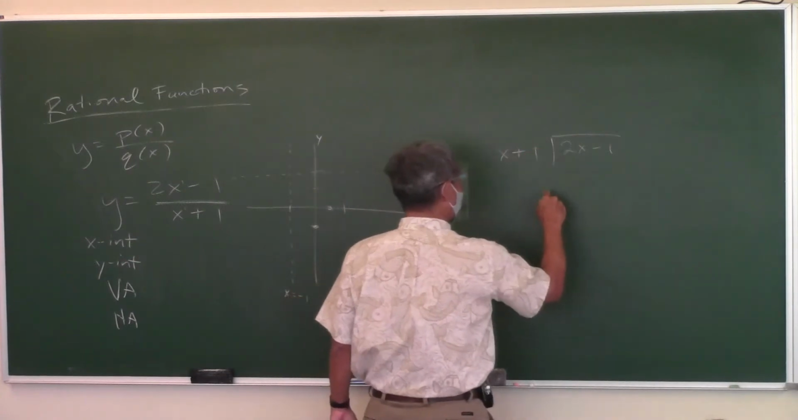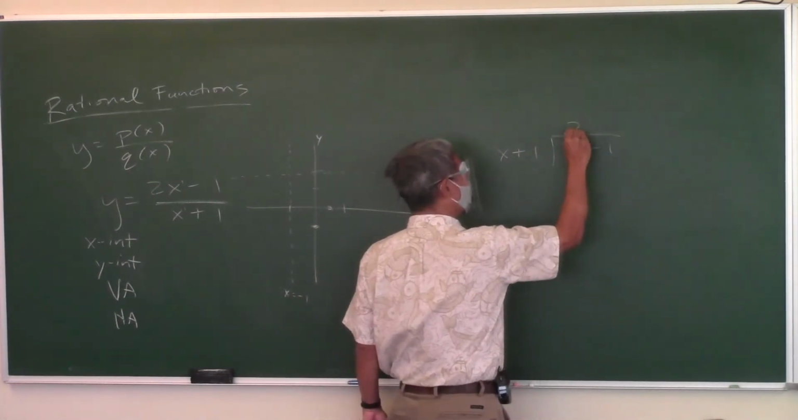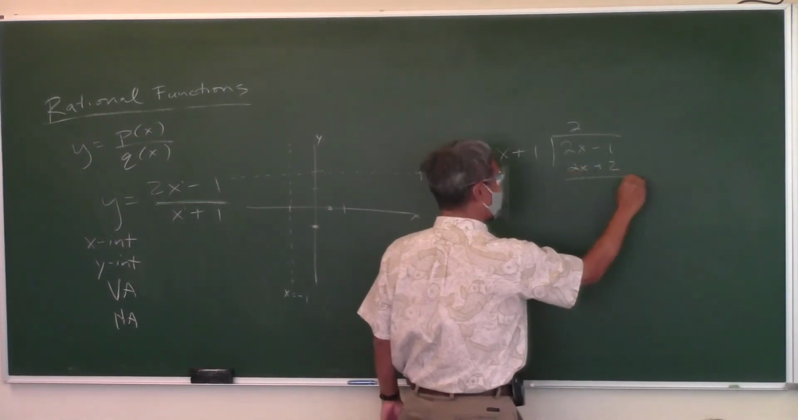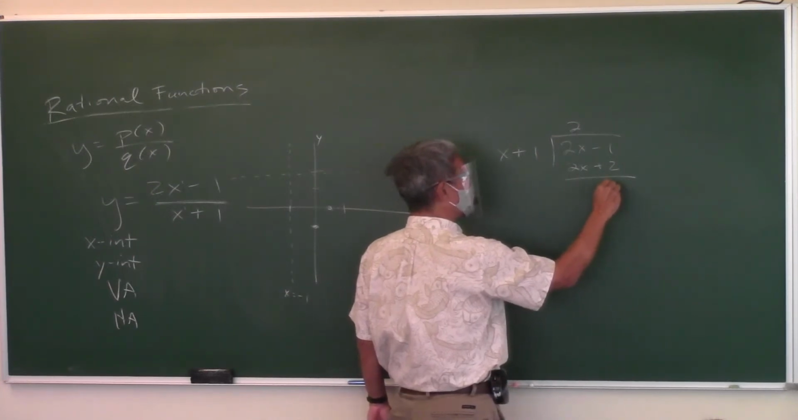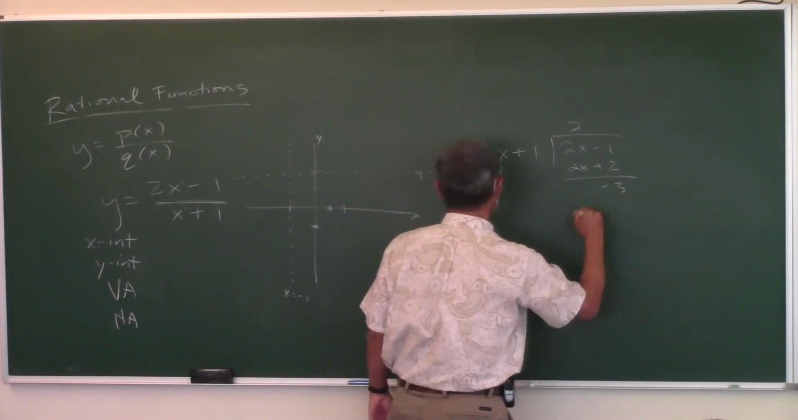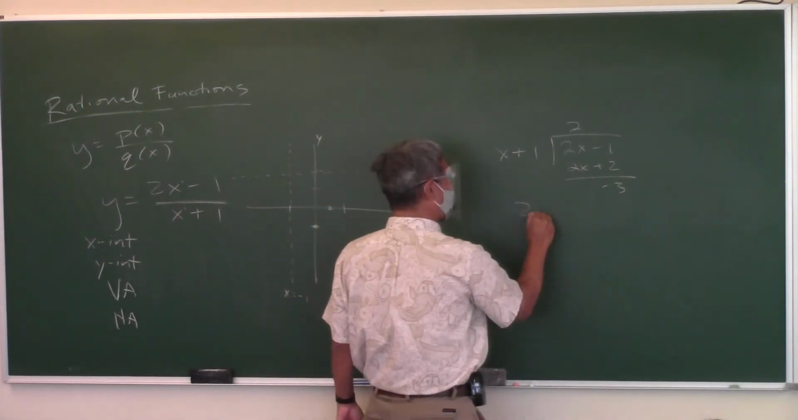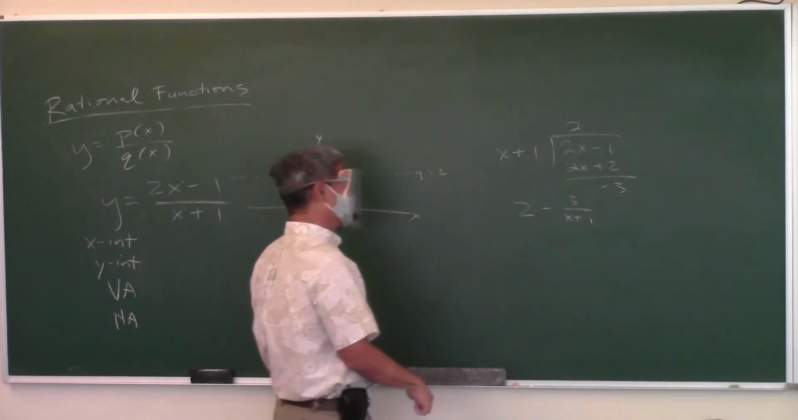x plus 1. x goes into 2x how many times? 2. Multiply that times the divisor. 2x plus 2. Subtract. Negative 3. So when you divide this by this, you know what you get? You get the quotient plus the remainder over the divisor.